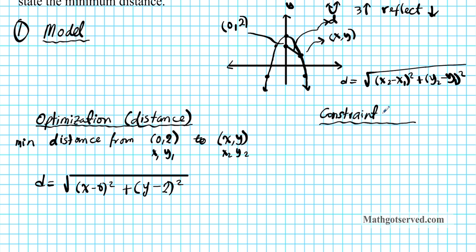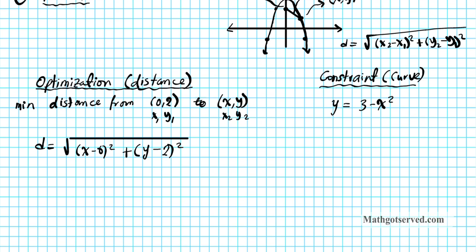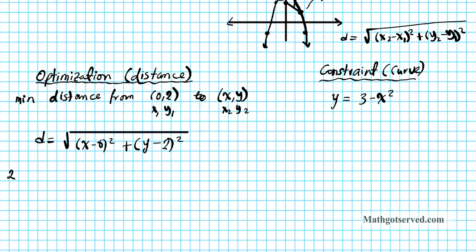What is our constraint here? We're constrained by a curve. The curve that we're constrained by is the curve y equals 3 minus x squared. So we have a constraint and optimization functions. Now let's shift to part 2 of the problem solving process, where we're going to make a substitution.